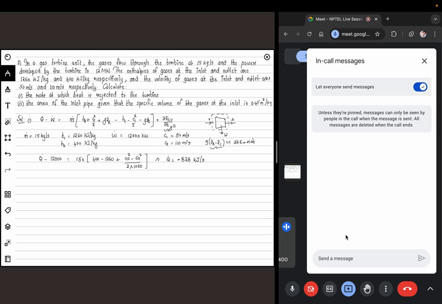Just to differentiate between heat and work, for heat I'm writing kilojoule per second, and for work I'm using kilowatt. The next part of the question asks to find the areas of the inlet pipe, given the specific volume of the gases at inlet. So how do I calculate the area of the pipes?